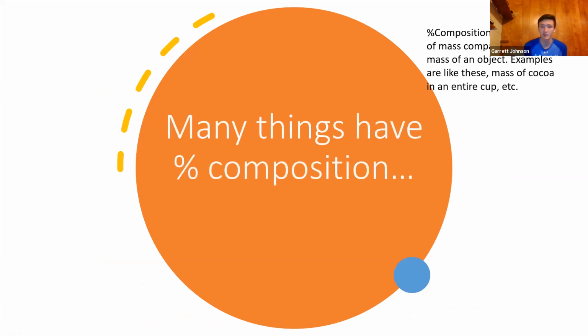Many things have percent composition. Some of these things, like mass of cocoa in an entire cup, it doesn't always have to be just atoms. It can be rubber in a golf club, or what percent mass is that? Or I'm not sure what percent of your phone has crystal in it. What percent mass is in it?